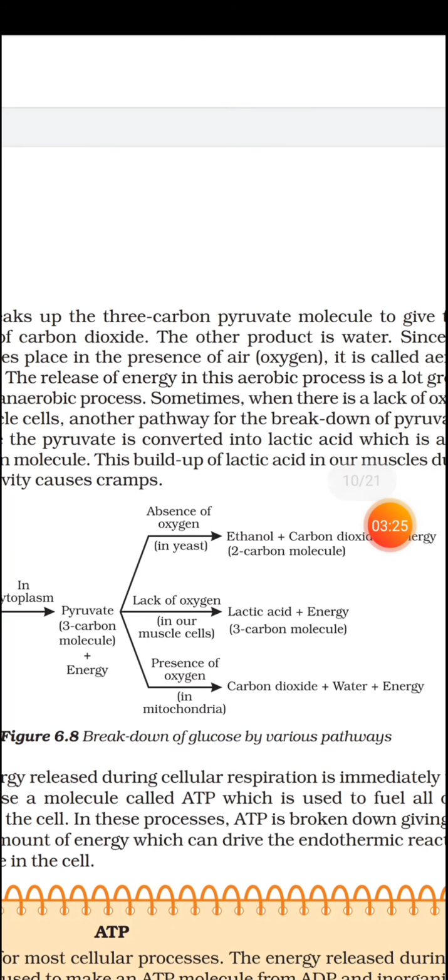If there is a lack of oxygen, and this mainly takes place inside the muscles, it will be converted into lactic acid plus energy. When lactic acid is produced more, we get muscle cramps. That is why whenever we do exercises we get muscle pain, because lactic acid is produced. Then after lactic acid is produced, oxygen will come in and it will be converted into energy. These are different processes going on.